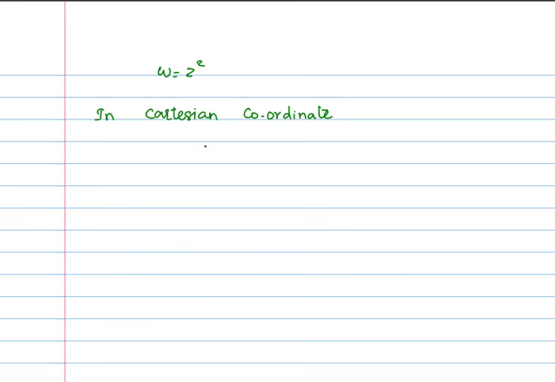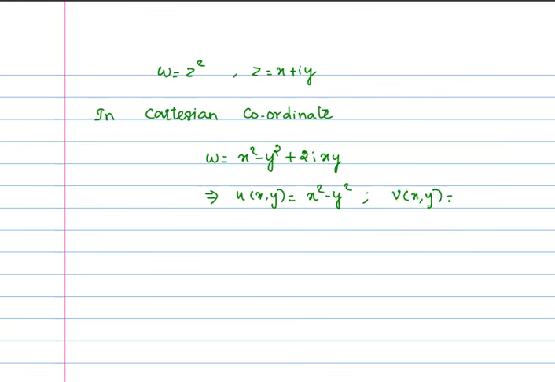In Cartesian coordinates, W equal to Z square, where Z equal to x plus I times y, I equal to square root of minus 1. So we will get x square minus y square plus 2 times I xy. This implies u of x comma y equal to x square minus y square, v of x comma y equal to 2 times xy. So this is in Cartesian coordinates.